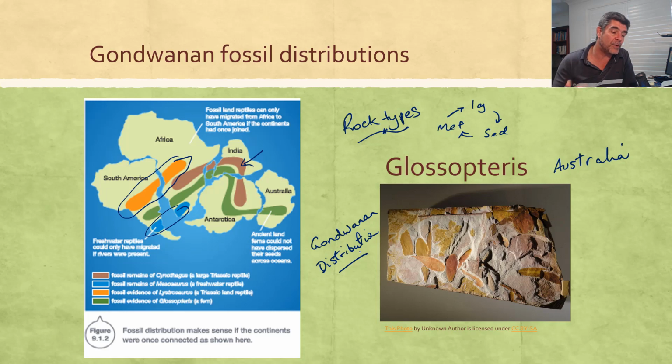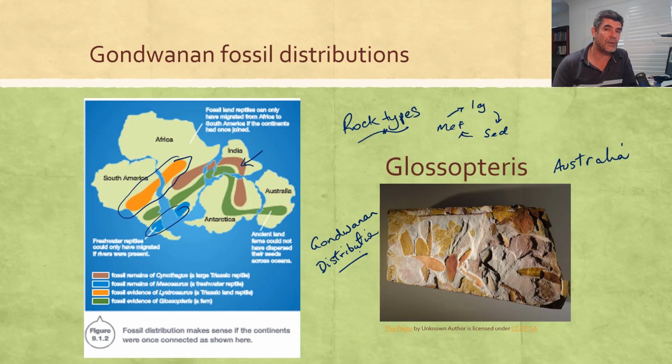You can see the green mark, which is the distribution of Glossopteris, is pretty much everywhere across all of these continents. Now, it's a plant, so it can't get up and walk anywhere. It can be distributed by the wind, but certainly we wouldn't expect it to be distributed the sorts of distances that we find in this distribution. So this was Wegener's second area of evidence. His first area of evidence was the shape of the continents and the jigsaw fit.